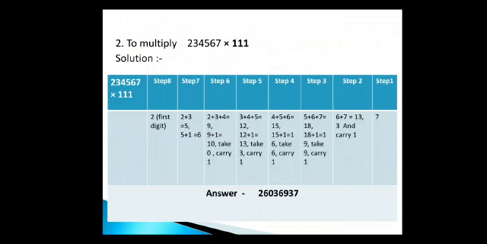Step 6, 2 plus 3 plus 4 is equal to 9. Again 9 plus 1, that is 10. We write 0 and carry 1. Step 7, 2 plus 3 is equal to 5, and 5 plus carry 1 is 6. And in step 8, we write 2, the first digit. So the answer is 26036937.